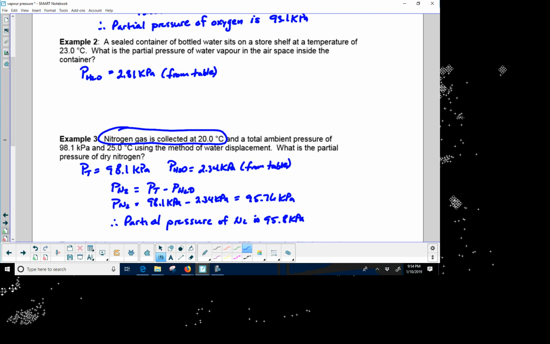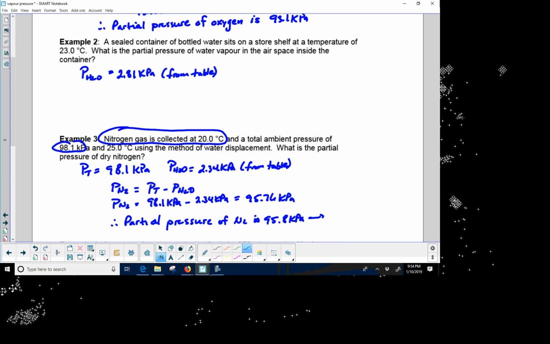Now let's look at the third example here. Very similar, you've got nitrogen gas. So again, it doesn't matter what you're collecting. The pressure is 98.1. This would be the total pressure. The gas is collected at 20 degrees. So what you do is you look up the water vapor pressure in the table. It'll be 2.34 kPa. You find the difference, and the 95.76 kPa is the partial pressure of nitrogen.